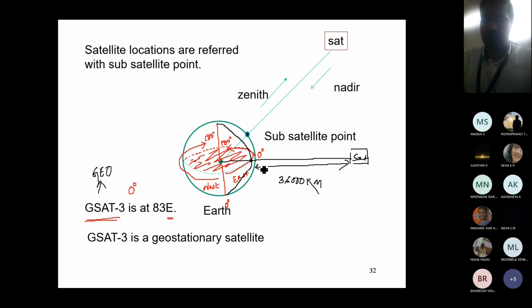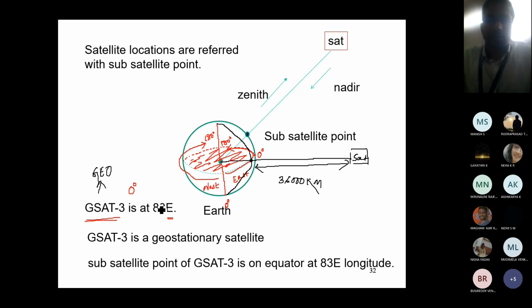Okay, so now the conclusion is that GSAT-3 is a geostationary satellite. If for any satellite the latitude is not given and only the longitude is given, then it is clearly a geostationary satellite. There is no need to mention it, you can understand, because it is present at 0 degree latitude. Okay. So this is what I said.